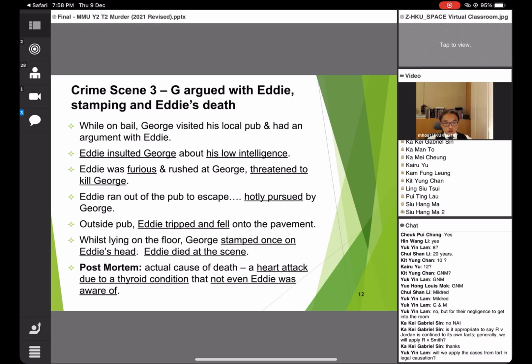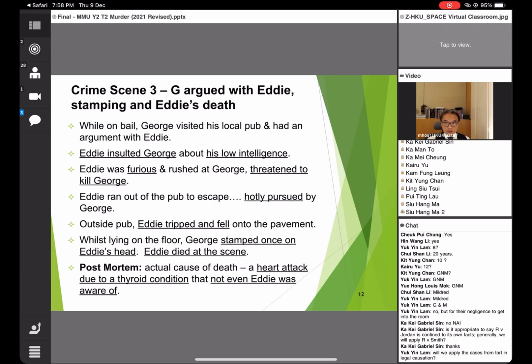Outside the pub, Eddie tripped and fell onto the pavement. Whilst on the floor, George stamped onto Eddie's head, and Eddie died at the scene. Now, when we have the postmortem, we found out more. The actual cause of death was due to a heart attack, and the heart attack was caused by a thyroid condition that not even Eddie himself knew about before. A lot of additional information is being put in. Some can be red herrings, some are crucial facts. You need to address them.